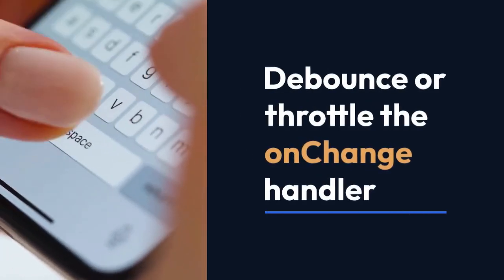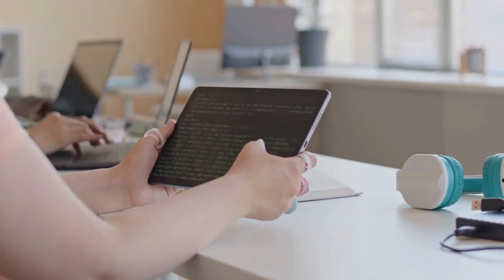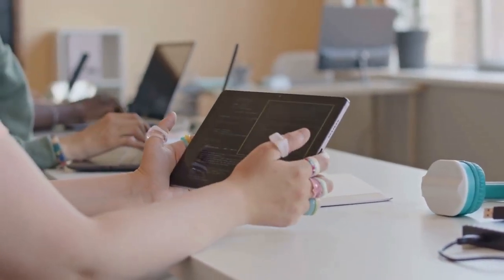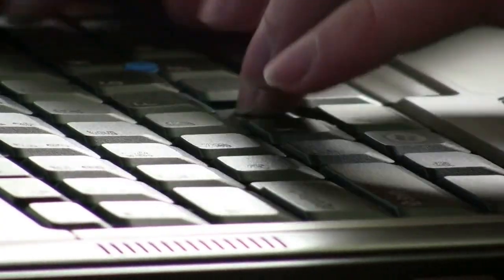2. The solution is to debounce or throttle the OnChange handler. Debouncing waits until a certain time has passed since the last keystroke before triggering the action. This prevents multiple API calls if the user types rapidly.